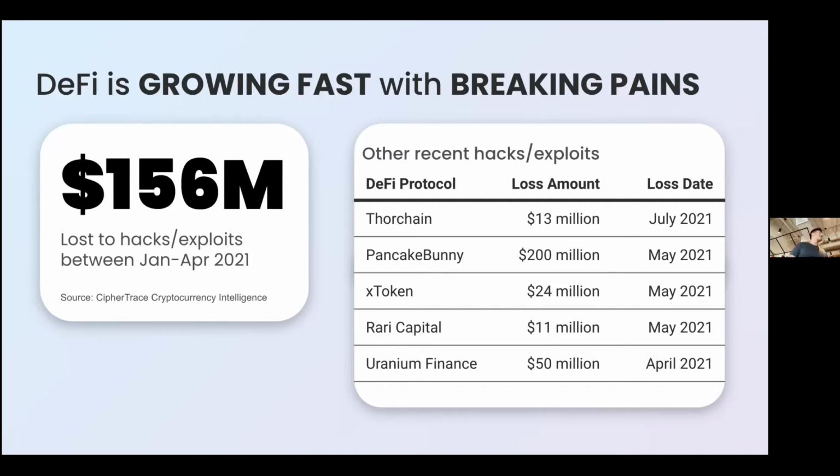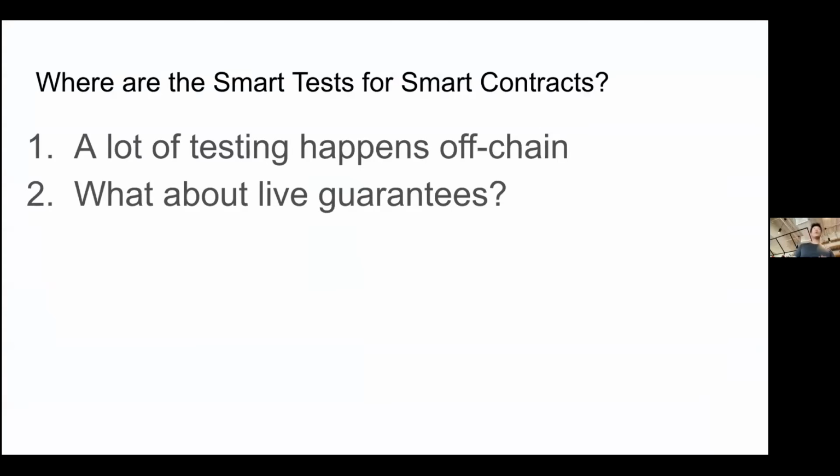We see a lot of crypto that is often put into DeFi smart contracts, lost, stolen, rugged, etc. And just between January and April this year, that's already $150 million. And so that's kind of scary. And one thing that we think about is we have all these smart contracts. They do some pretty cool stuff on chain, but where are all the smart tests for these smart contracts?